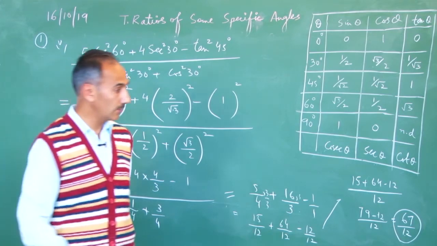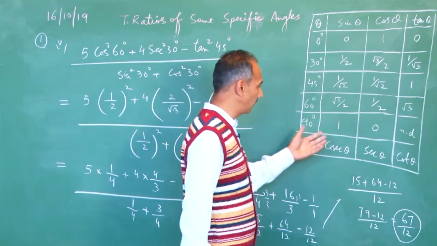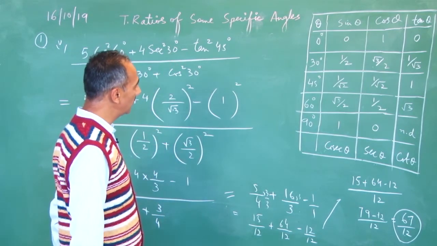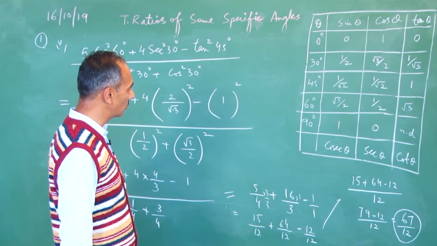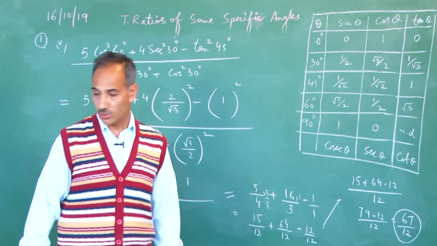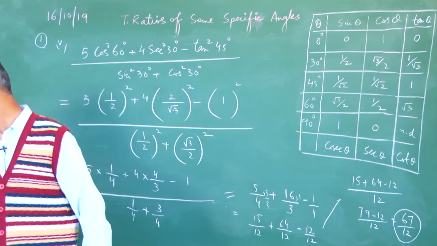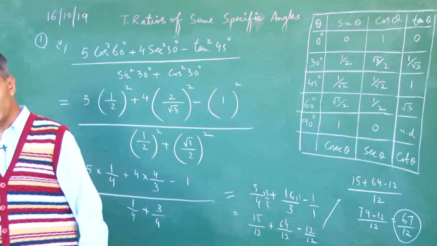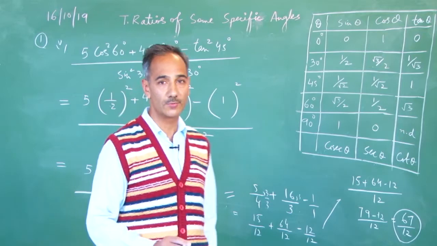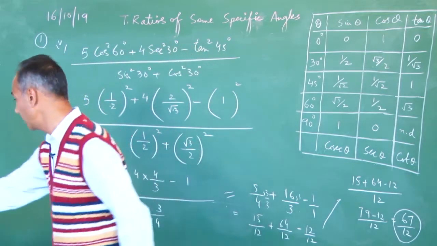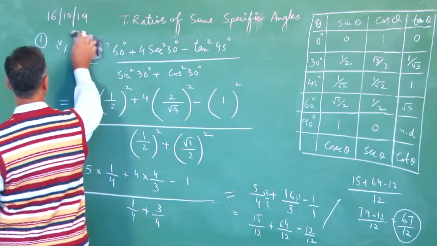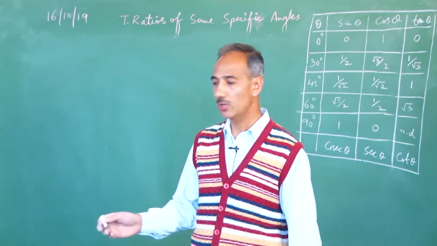So when you are comfortable with this table, you are comfortable with the rest of the sums which are based on these values like 0 to 90. So we'll take up one more sum. This is an MCQ type, and options are given. Out of 4 options, you have to see which option is to be taken. But for that, you have to evaluate it first. Let's move on to the next sum.